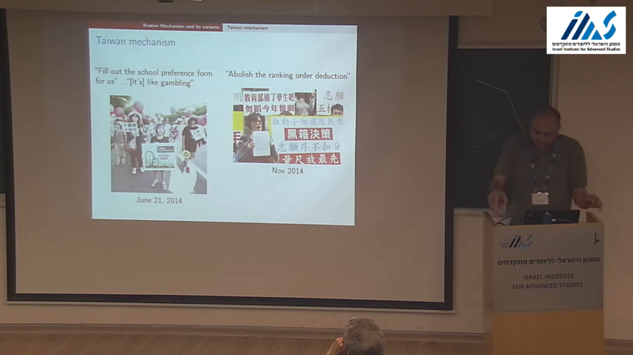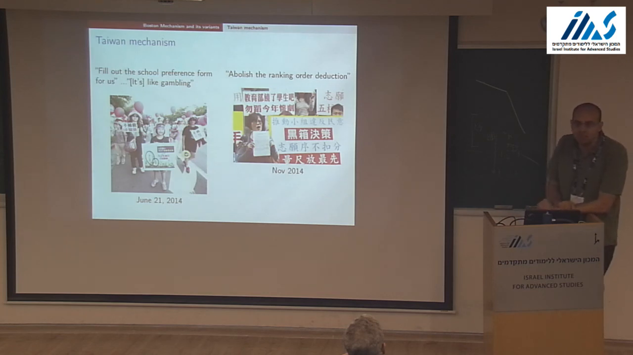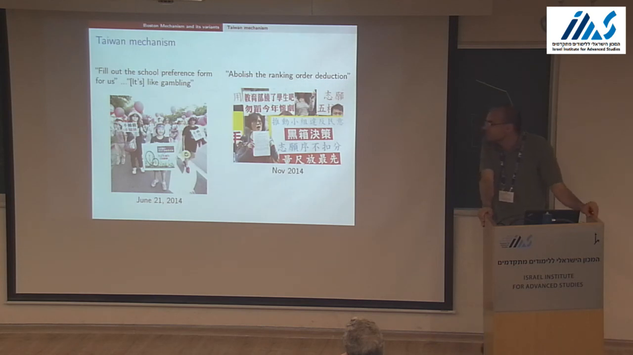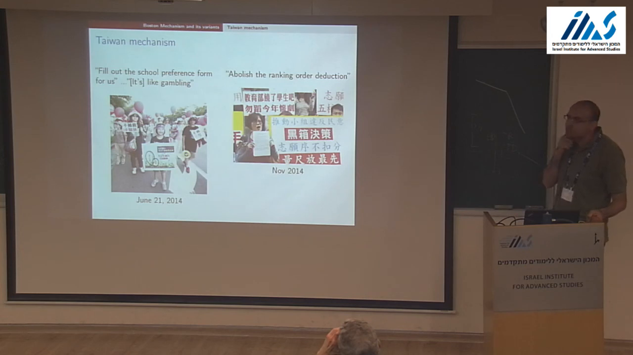I want to talk about a couple more things, because every time I think the literature on the Boston mechanism is done, there's a new place where something Boston-like emerges. So here's a new setting that I stumbled upon a couple of years ago, where in Taiwan, they came up with a new assignment mechanism as part of their comprehensive reform of their education system. Several articles came out in the local press documenting major protests in Taipei and other cities with regards to the Taiwan mechanism. Fortunately I'm working with a student on this project who can read the Chinese language, I can't. The protests are translated as, "Fill out the school preference form for us, it's like gambling." Another protest is, "Abolish the ranking order deduction."